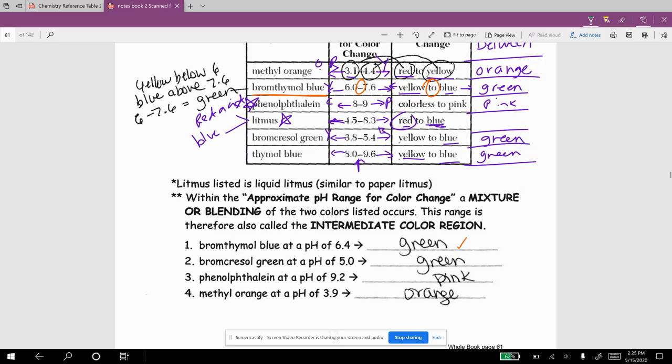Okay, so then now bromocresol green. We're talking about green. Let's switch to green. Bromocresol green at a pH of 5. pH of 5 is between 3.8 and 5.4, so between yellow and blue, so green. And then we have pink for phenolphthalein at 9.2, right? Because where's our phenolphthalein? Right over here. 9.2 is above 9, so then it's going to be pink. And then our methyl orange will be orange because 3.9 is between red and yellow.